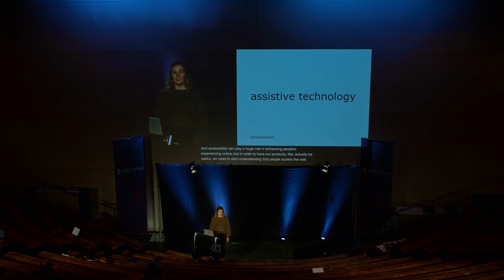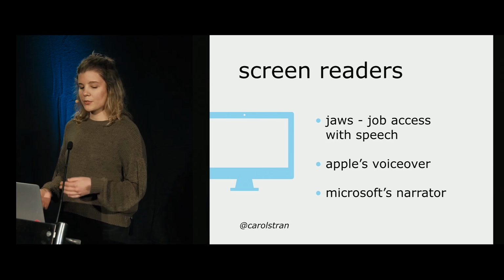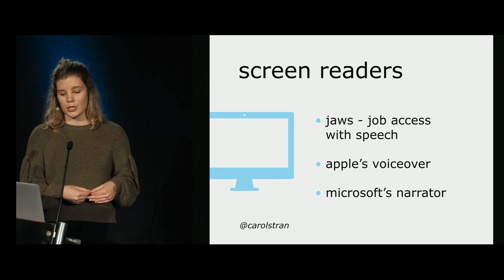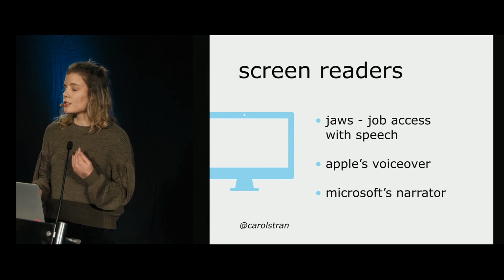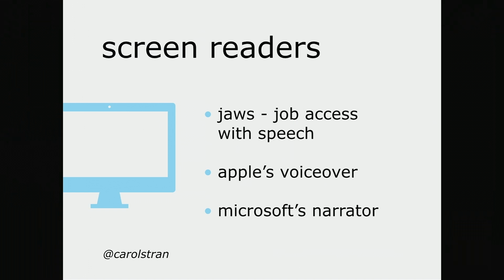Assistive technology is one of those ways. One of the most talked about forms of assistive technology is the screen reader. So this software takes in the information that's on the screen and turns out a kind of Siri-like voice output, audio signals, or even Braille.